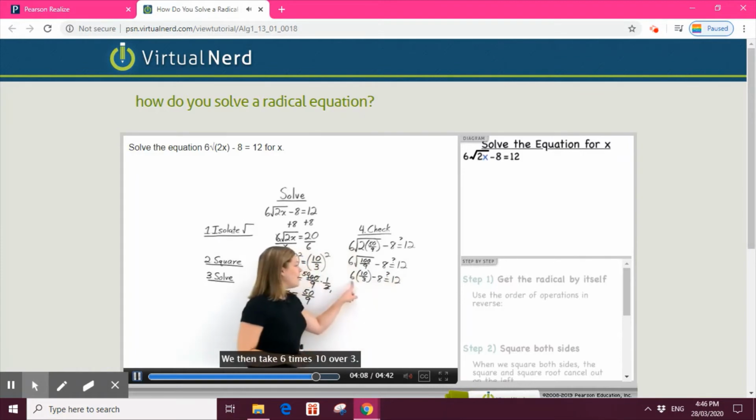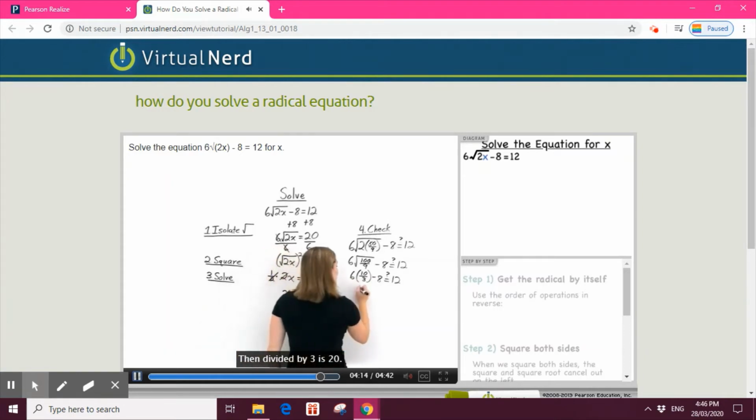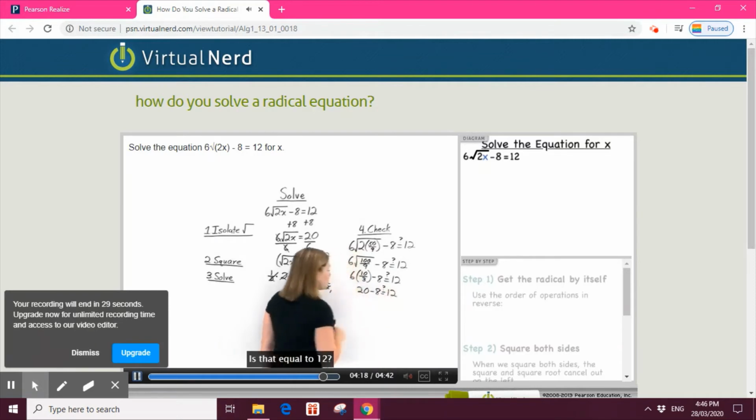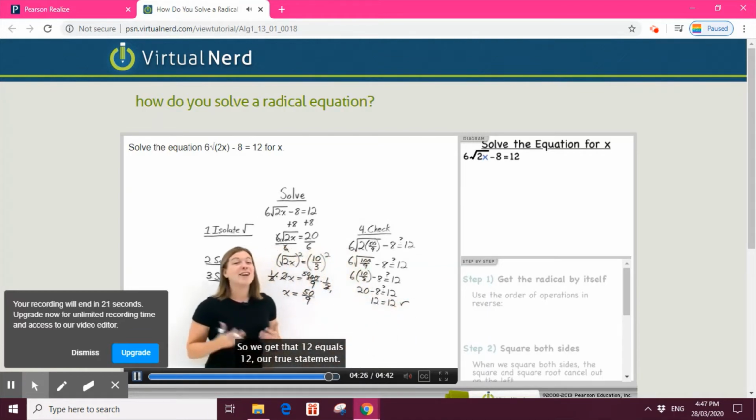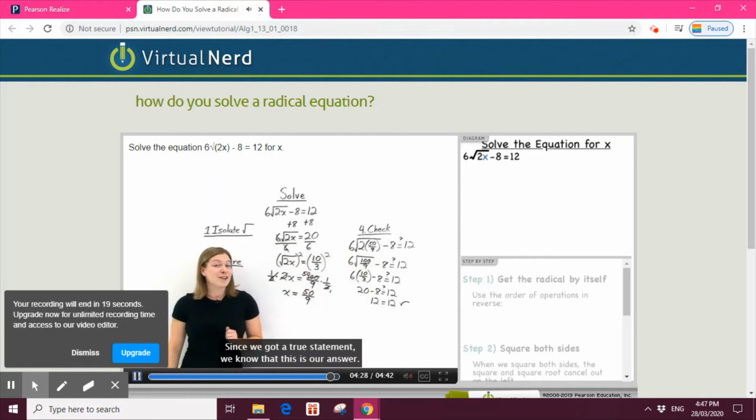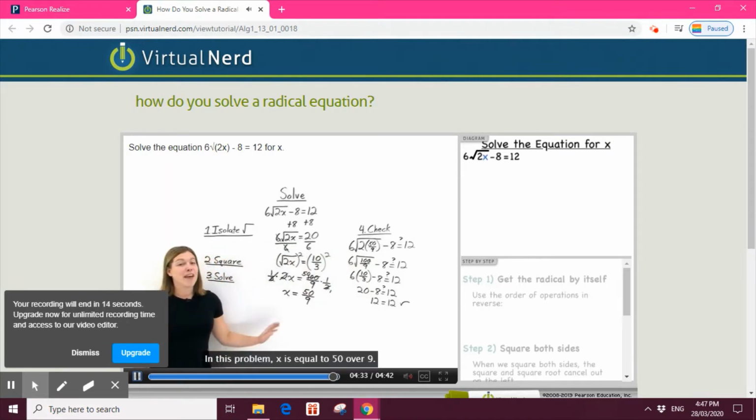So let's see. We then take 6 times 10 over 3. Well, 6 times 10 is 60, then divided by 3 is 20. So we have 20 minus 8. Is that equal to 12? Yes, it is. 20 minus 8 equals 12. So we get that 12 equals 12, a true statement. Since we got a true statement, we know that this is our answer. In this problem, x is equal to 50 over 9.